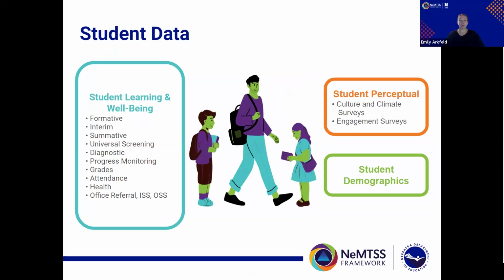Student support teams will also want to consider student data that can come from a variety of sources. These sources include student learning and well-being, student perceptual data, student demographics, and process data. Student demographic data includes categories such as race and ethnicity, special education, English learners and high ability learners, free and reduced and highly mobile, and attendance and graduation rates. For more information on different categories and sources of data, please see Appendix B in the MTSS Framework document.